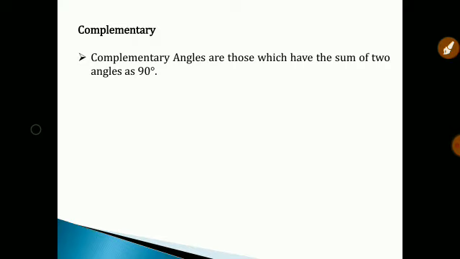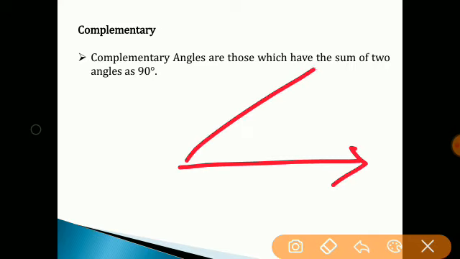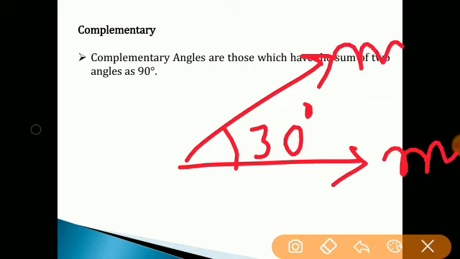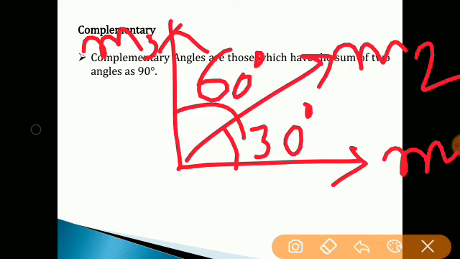Now let us see complementary angles. Complementary angles are those which have the sum of two angles as 90 degrees. For example, suppose we have one angle like this. Suppose this one is 30 degrees. I give the names M1, M2, and the third one is M3. Suppose this one is 60 degrees. So we can say that 60 plus 30 is equal to 90 degrees. So this is called a complementary angle.